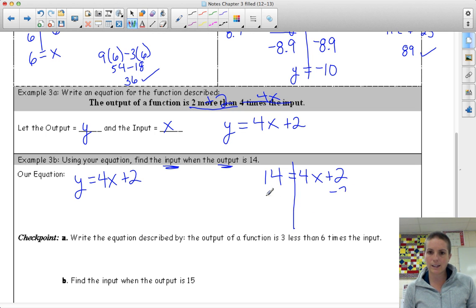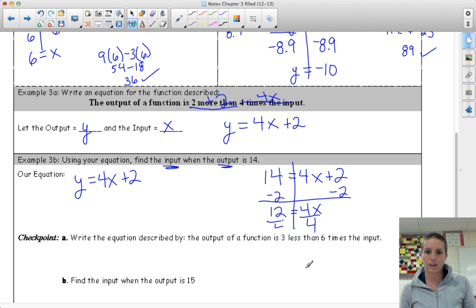Subtract 2 from both sides. That gives me 12 equals 4x. Divide both sides by 4, which means that 3 is my x value. Use that balance line so that your answers end up nice and organized.